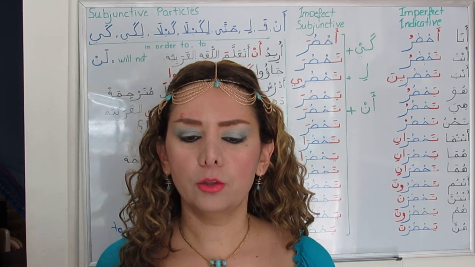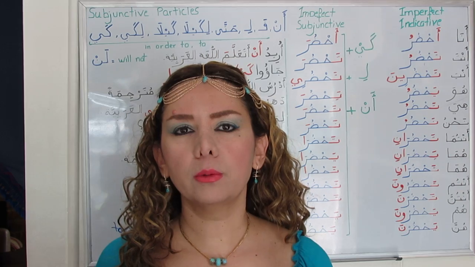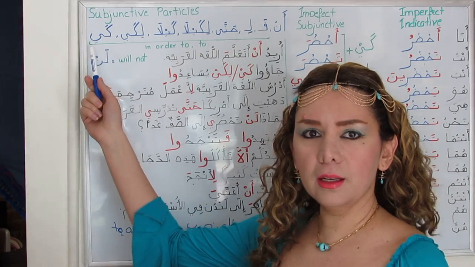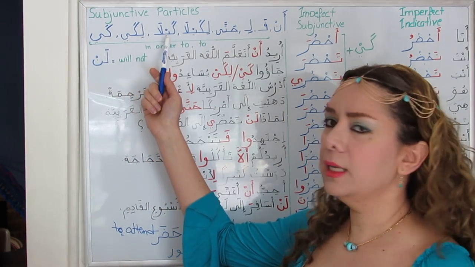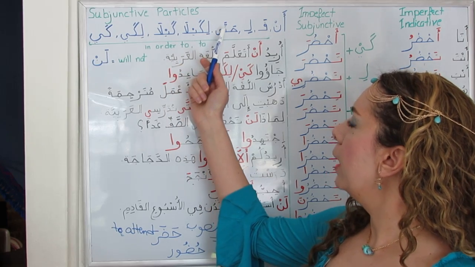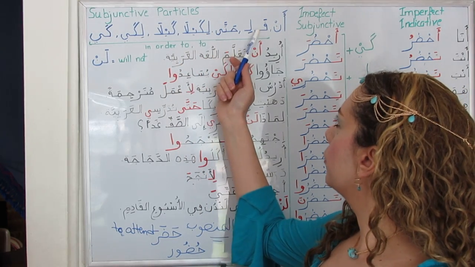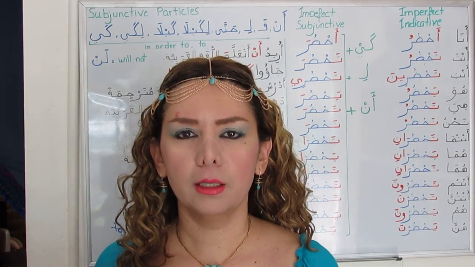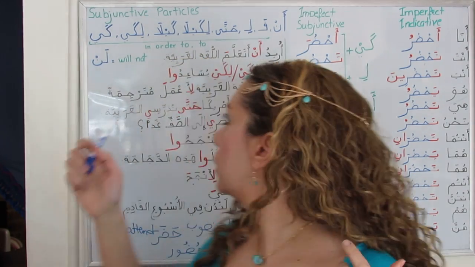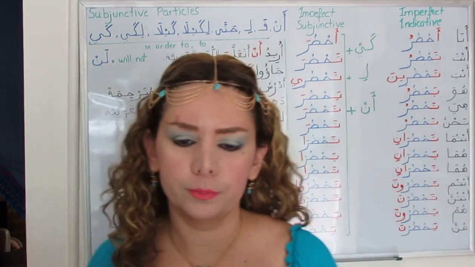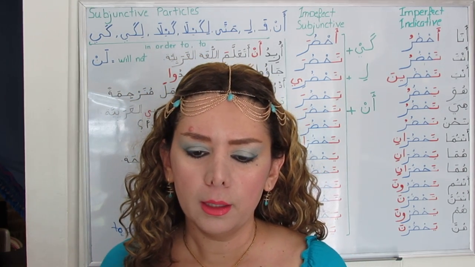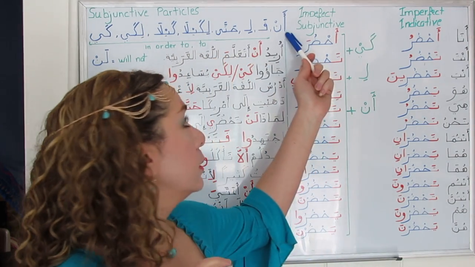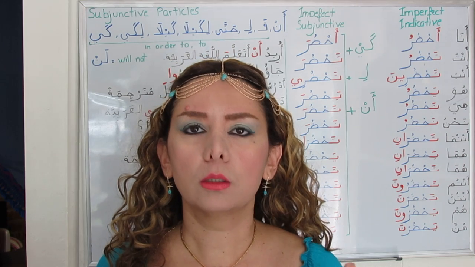Syntactically, verbs in the subjunctive mood are found after certain particles like kay, likay, kayla, likayla, hatta, li, fa, an. And they all convey the same meaning: in order to, or to. So let's start with an. An means that or to.